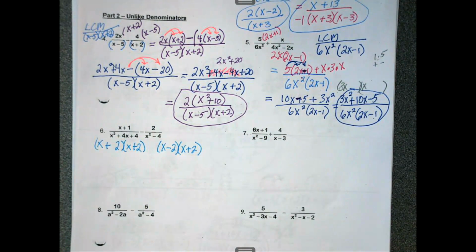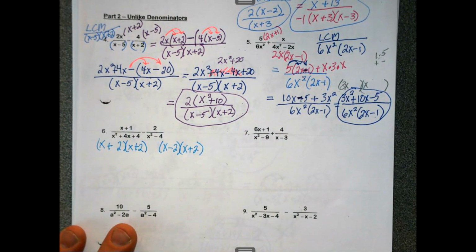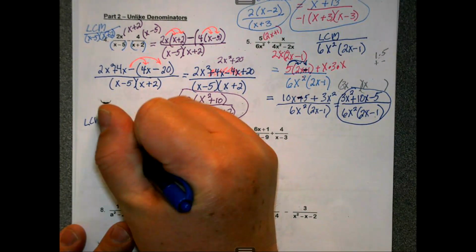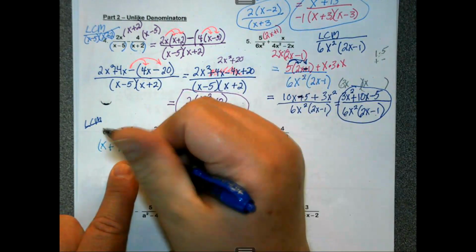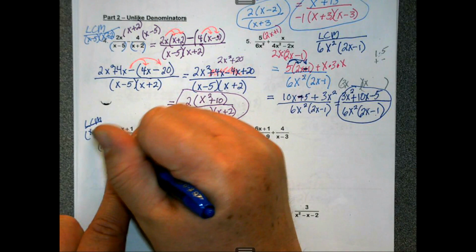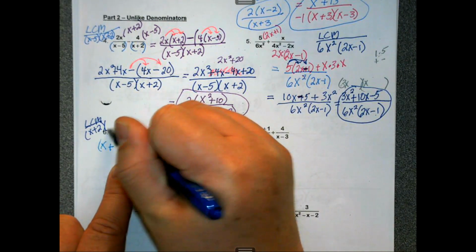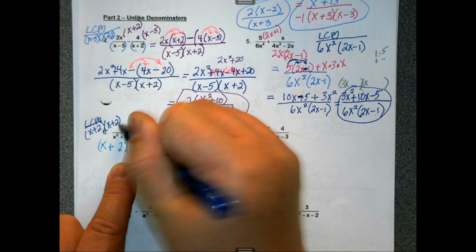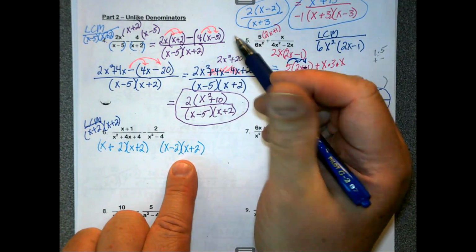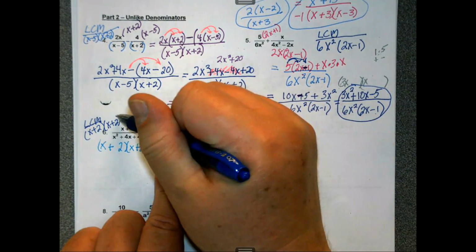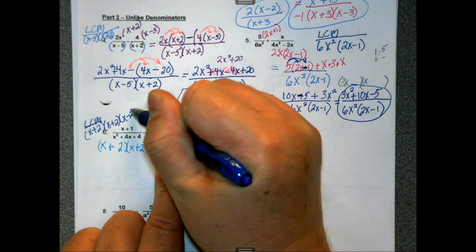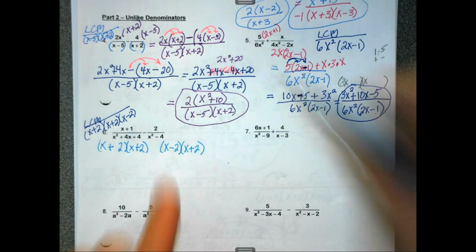So what's my LCM? Well, for my first fraction, I need x plus 2 squared, right? So I need an x plus 2 and an x plus 2. And my second fraction, I need an x plus 2 and an x minus 2. So I need an x minus 2. So there's my denominator.